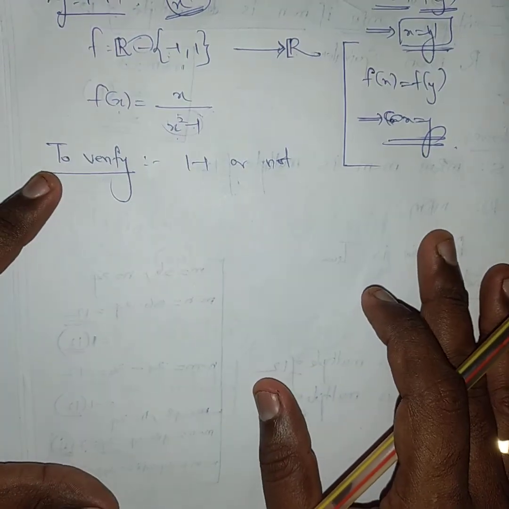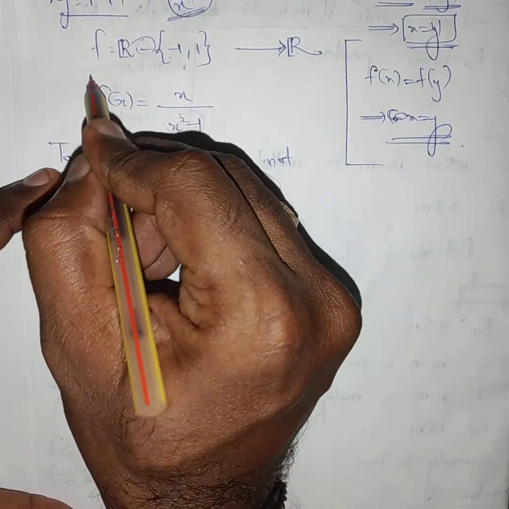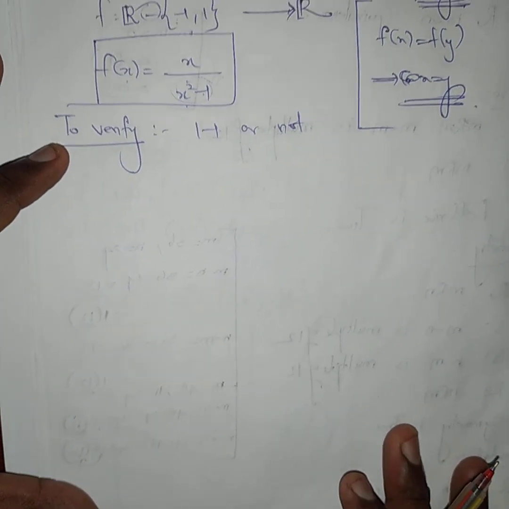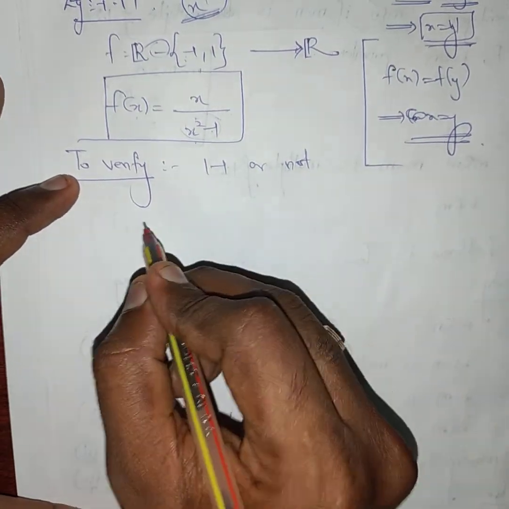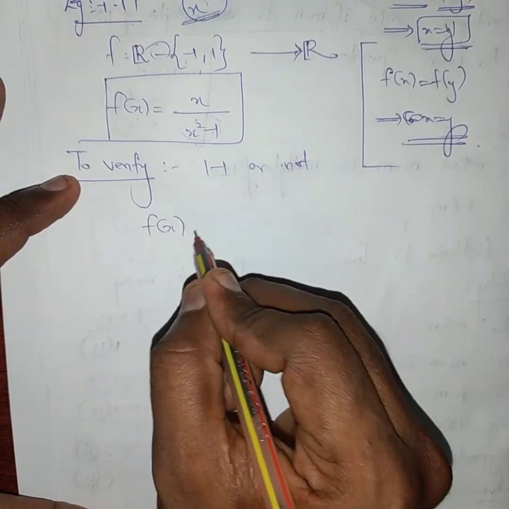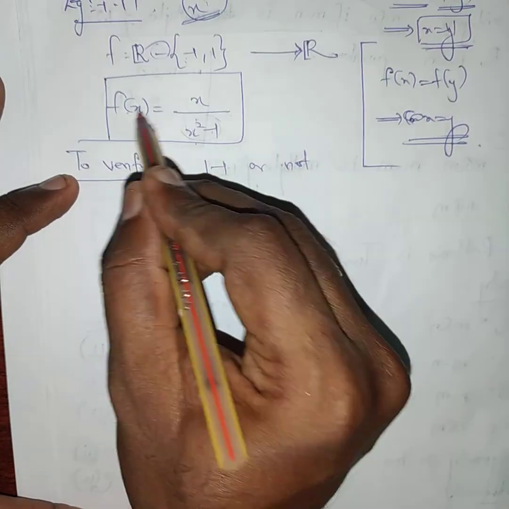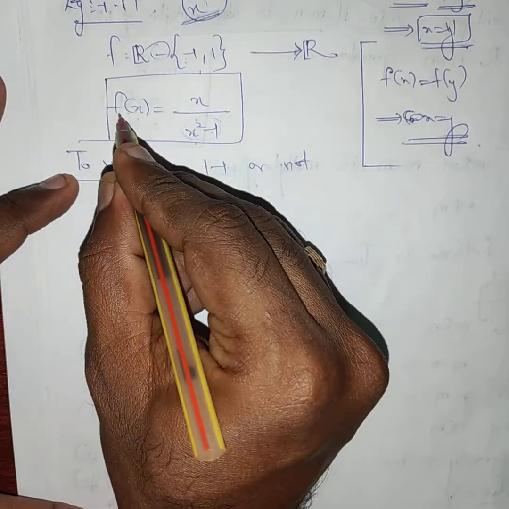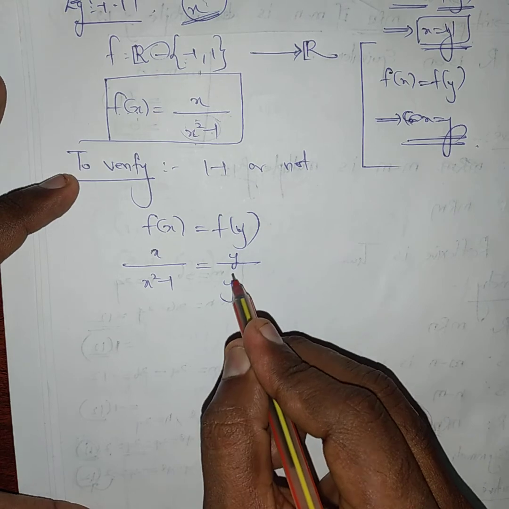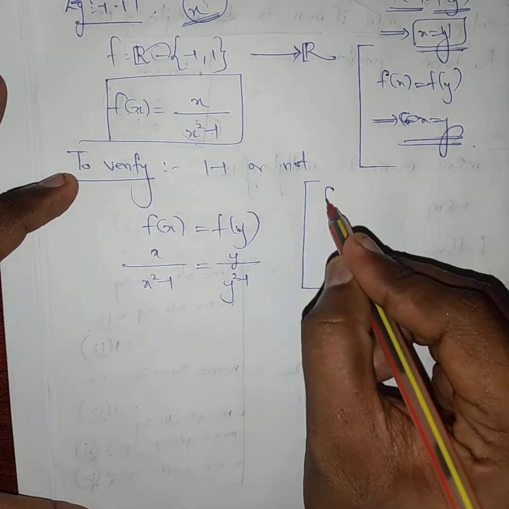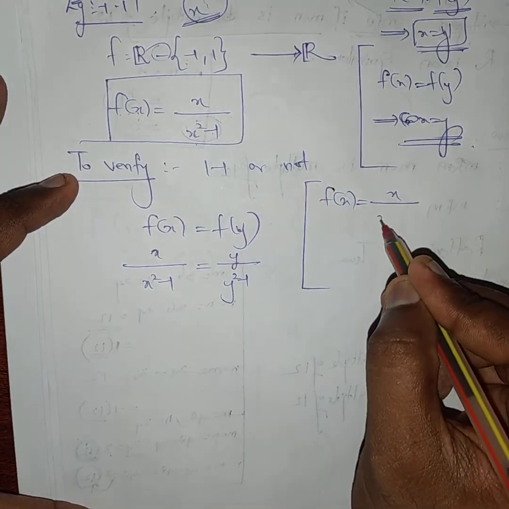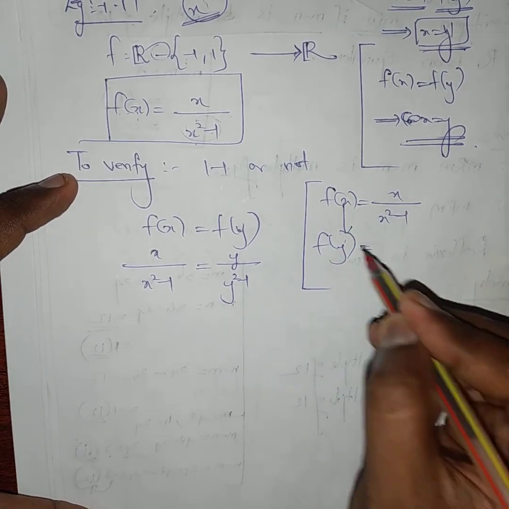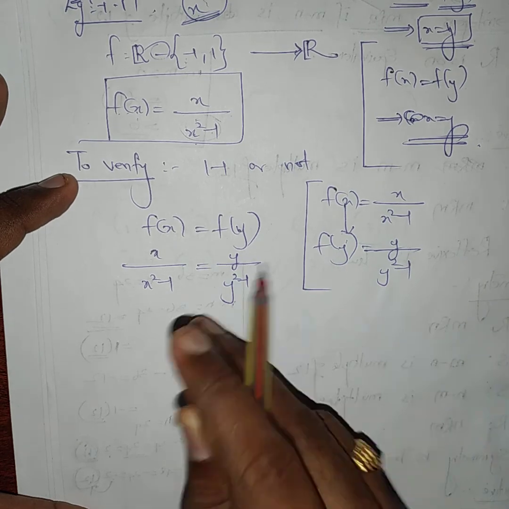So our work now is to say whether this f of x equal to x divided by x square minus 1 is 1 to 1 or not. So I am going to proceed now. First I need to take f of x equal to f of y. What is f of x? X divided by x square minus 1 is equal to, in place of x I put y, so y divided by y square minus 1. So I have done this.